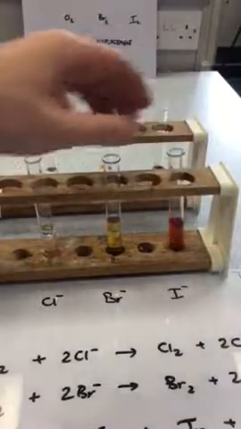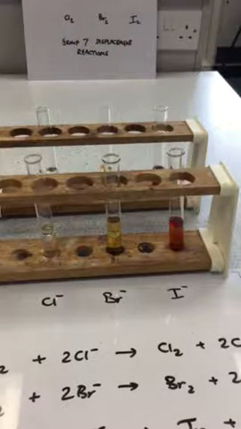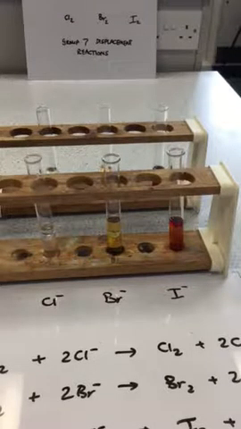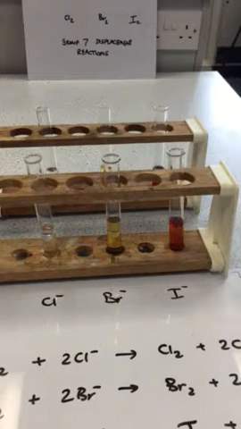Okay. So in terms of our displacement reactions, we can see that chlorine does displace bromide to form bromine, and chlorine does displace iodide to form iodine.